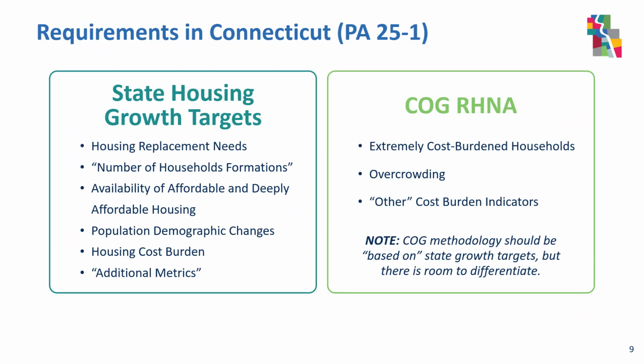As a reminder, OPM is also developing housing growth targets that will shape our process. PA 25-1 established several factors that OPM must consider in creating their growth targets. These include household growth, affordable housing availability, demographic changes, housing cost burden, overcrowding, and other indicators of housing need.